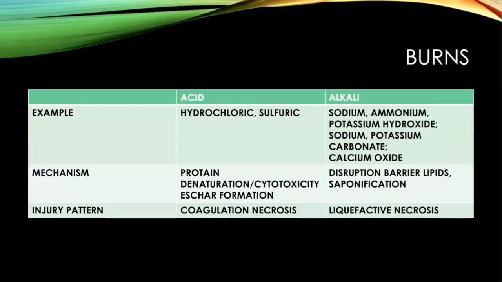However, the damaged tissue coagulates and forms a thin eschar that limits the spread of the chemical. This is called coagulative necrosis. You can see examples here. Hydrochloric and sulfuric acid are probably the big ones. Alkali exposures will produce a liquefactive necrosis by disrupting barrier lipids and saponification, and cutaneous injury is typically more severe than that of an acid. And here are some examples here: sodium, ammonium, potassium hydroxide, sodium potassium carbonate, and then calcium oxide.